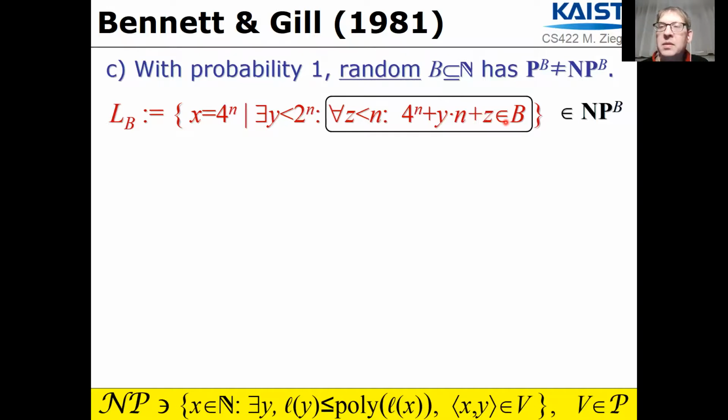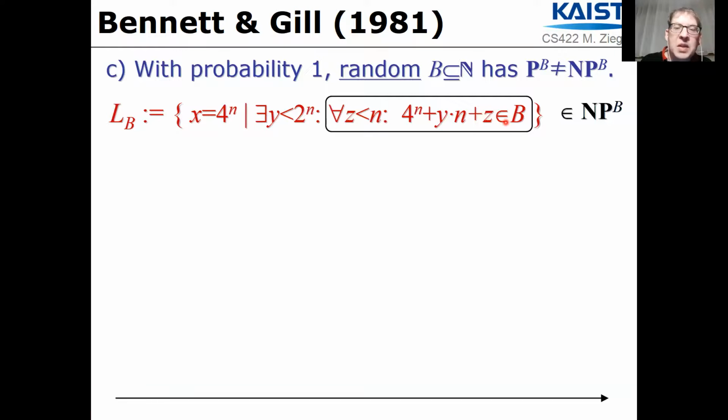Okay, so that's the first part, but now we need to show that this decision problem cannot be decided in deterministic polynomial time with the oracle B, and for a random oracle. And this involves the ingenuity, and to get there, let us have a graphical depiction of these expressions.